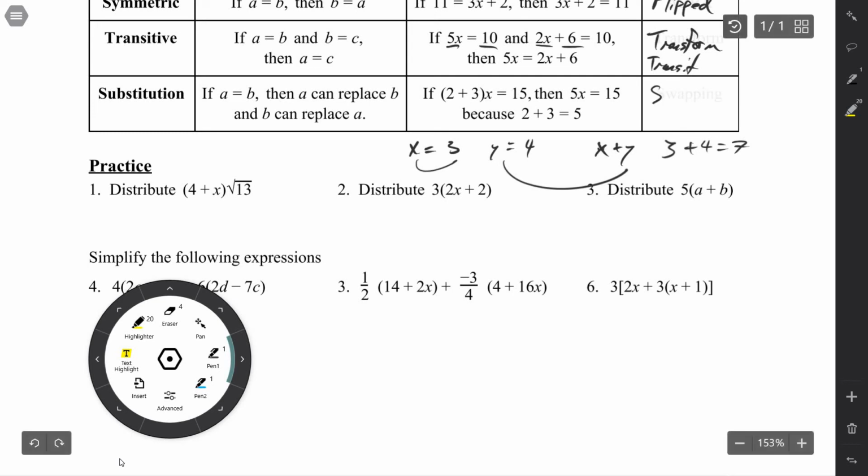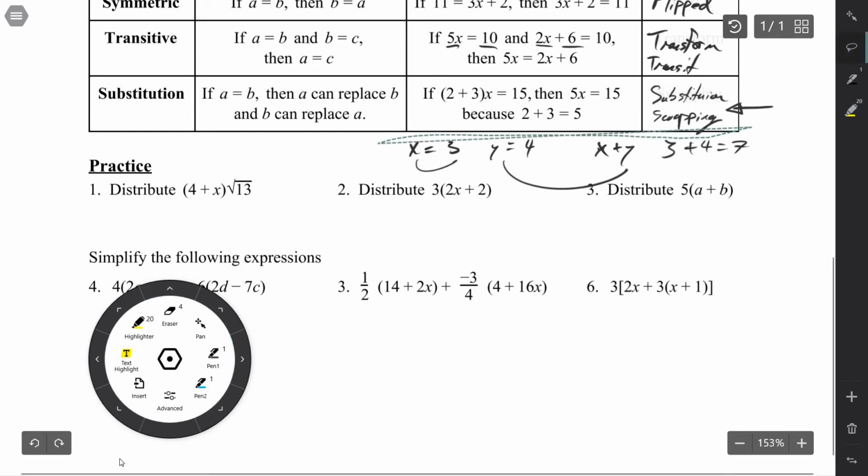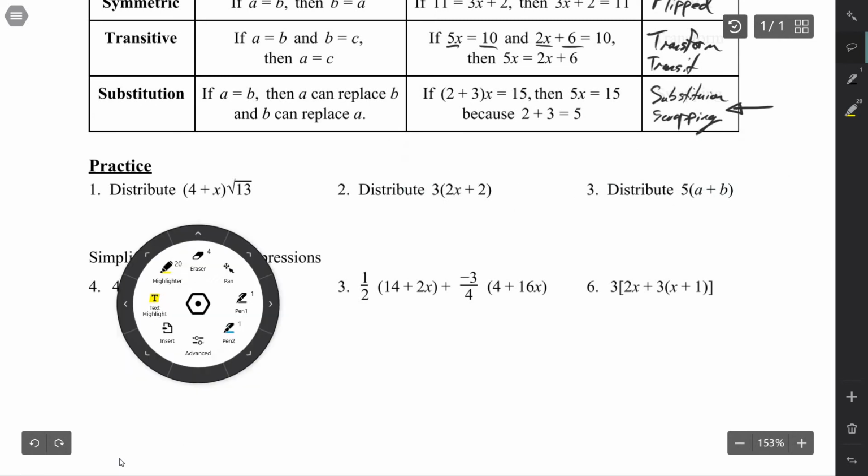So I just write in substitution, or swapping. Really, whatever phrase here works for you. There's no right answer to write in here. It's whatever is going to make the most sense to you. And then over to some practice.